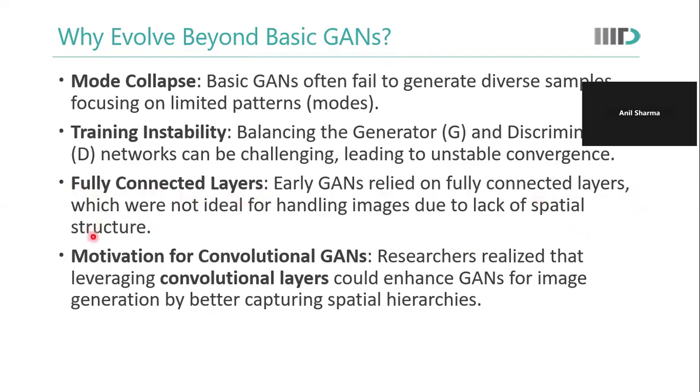Let's see what the motivation is for using convolution layers in GANs. Researchers realized that leveraging convolution layers could enhance GAN performance for image generation by better capturing spatial hierarchies. As I said, this spatial hierarchy is the most important reason we moved from fully connected layers to convolution layers. The same motivation led researchers to use convolution layers in GANs as well. We'll see how this is done.